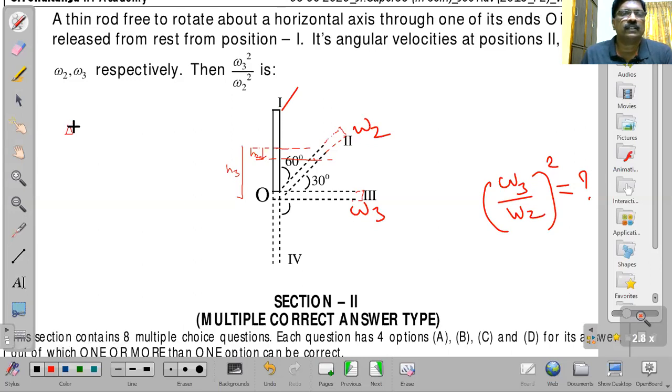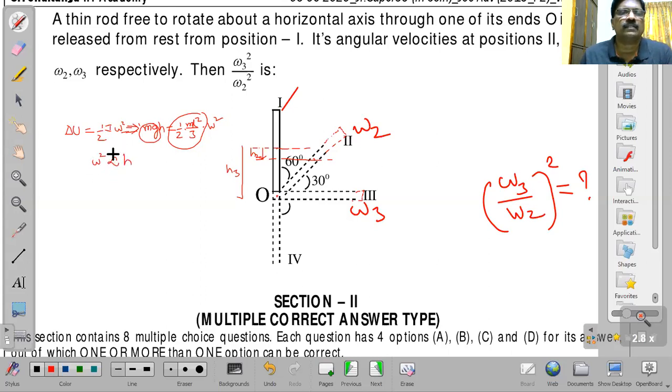The loss of potential energy delta U is equal to the gain in rotational kinetic energy, no? Because it is rotating about one end, it is equal to the gain in rotational kinetic energy, half I omega square. That implies the loss of potential energy, mass of the rod into g into the height through which the central mass falls, is equal to half into, as the rod is rotating about one end, moment of inertia ml square by 3 into angular velocity square. Here mg is constant, so angular velocity square is directly proportional to h only, no.